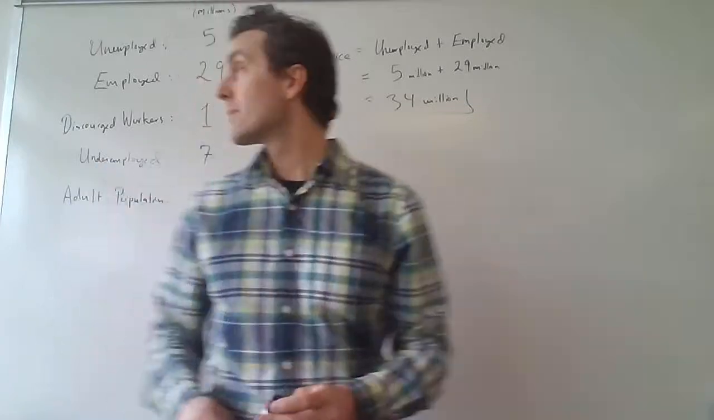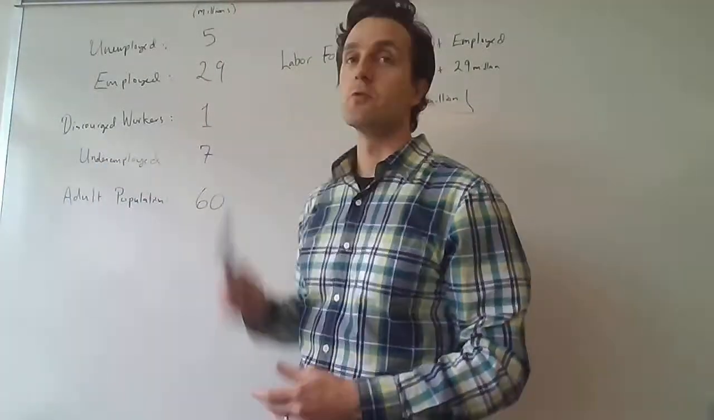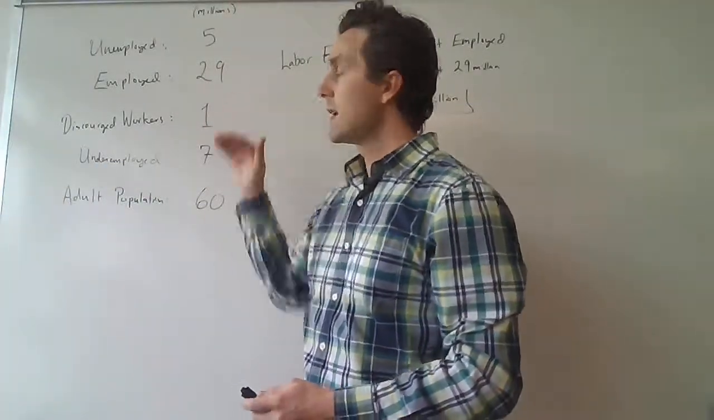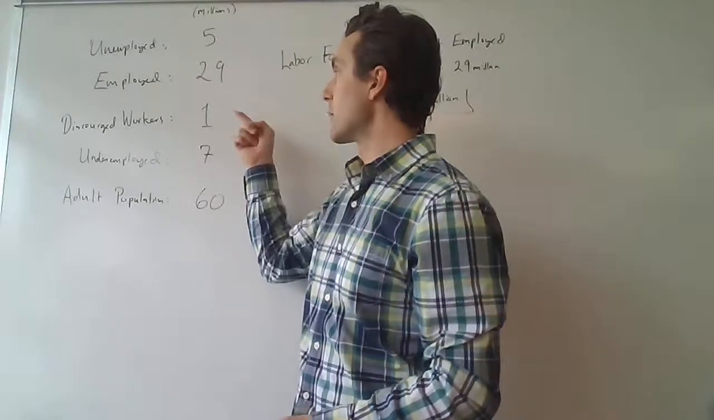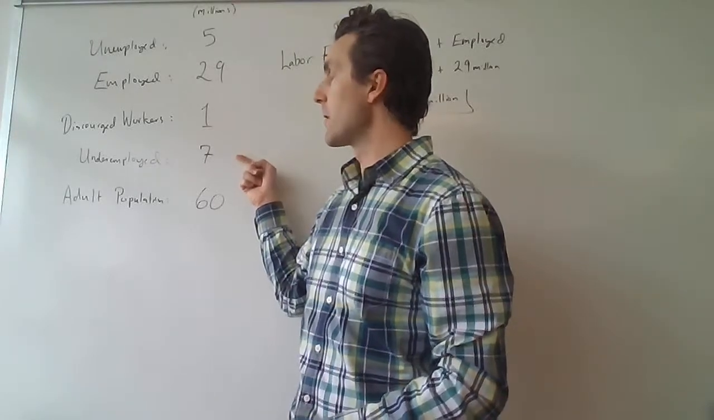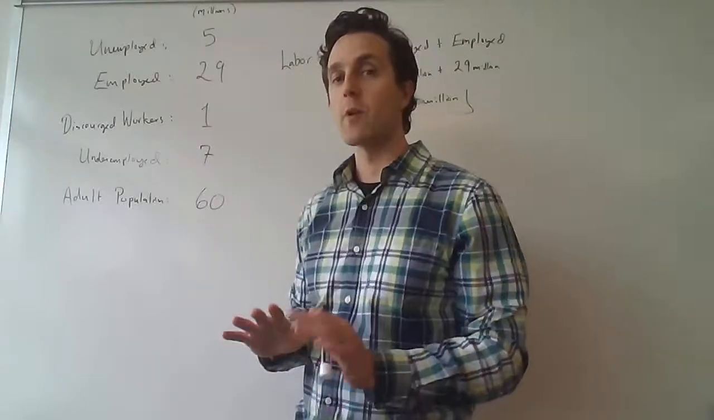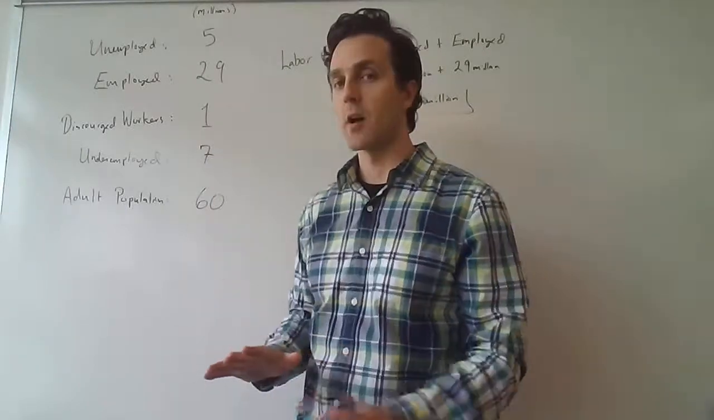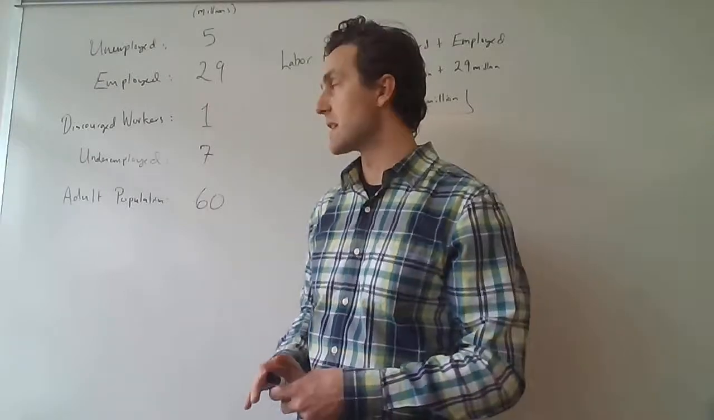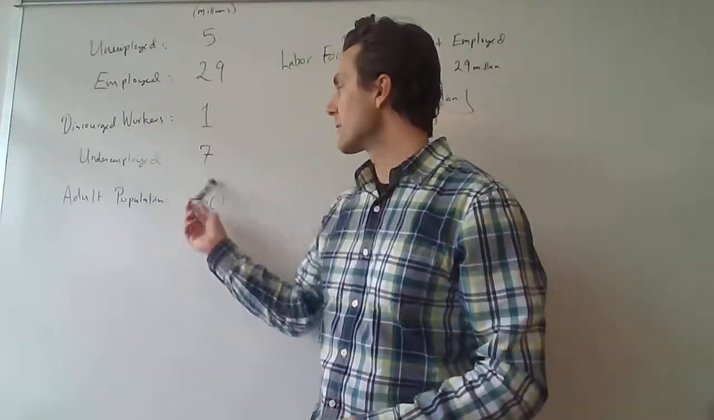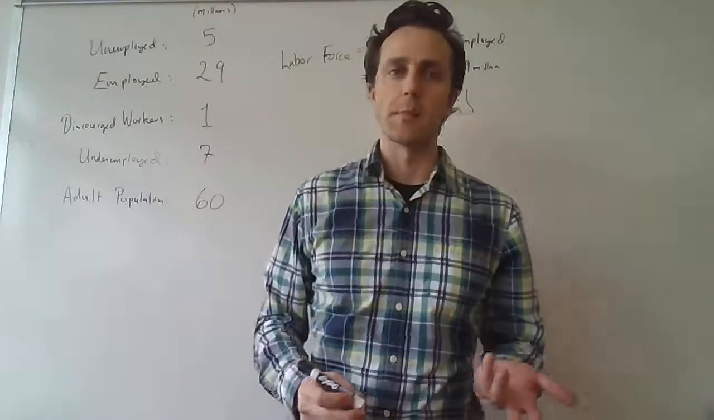So that means we're only really looking here at these first two rows. All the other information we don't need, right? We don't need to know the number of discouraged workers. We don't need to know the number of underemployed who are included in the employed, right? They're people who have jobs. They have jobs that are in some sense below them. And then we don't really need to know the adult population to calculate the labor force, right?